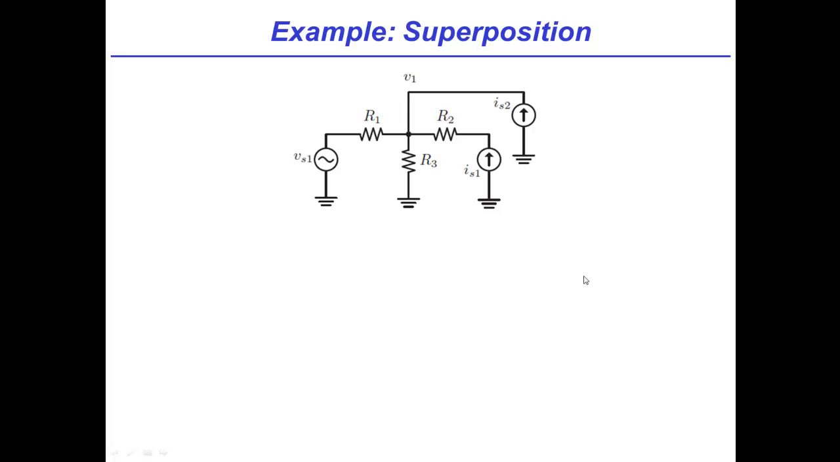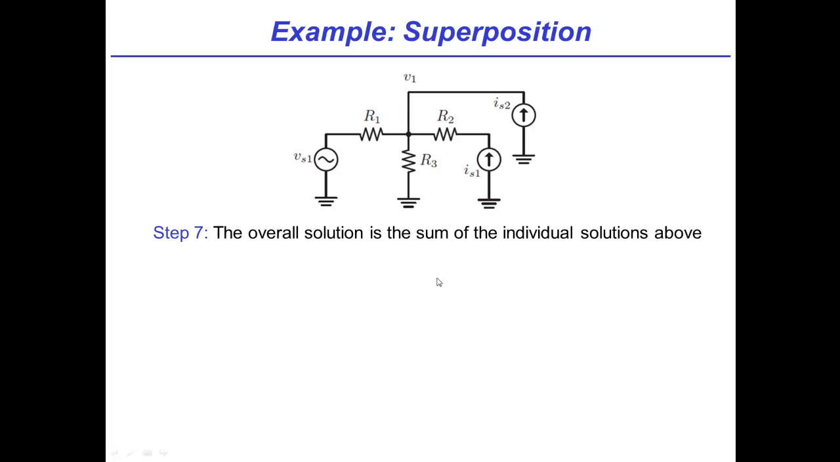Okay, so now let's go ahead and put them together. So the overall solution is the sum of the individual solutions. So we put them together. We've got V1 calculated at VS1 plus V1 for IS1 plus V1 for IS2. We put them together, and we have a solution now that is the superposition of all of the individual solutions. And we've cleaned it up a little bit for you and factored out. But if you go back and add them all up, you'll see it equals this.